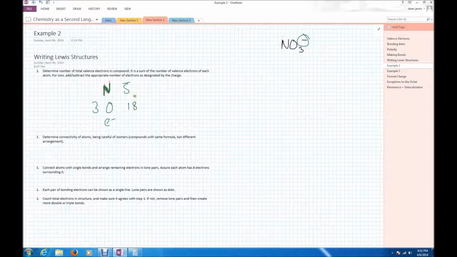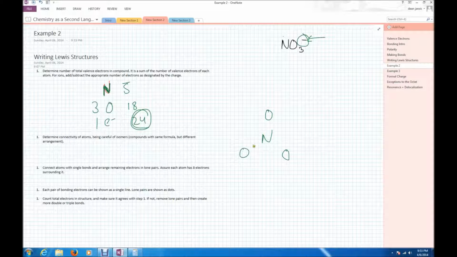So 18, so that would be 23, 24 total. Just some really quick and sloppy math there. So I added 1 electron at the end because of that negative charge. Remember that if it was a positive charge, I would subtract 1 electron because electrons are negative. So now let's determine the connectivity. I'm going to take a wild guess and say that it would be something like that.